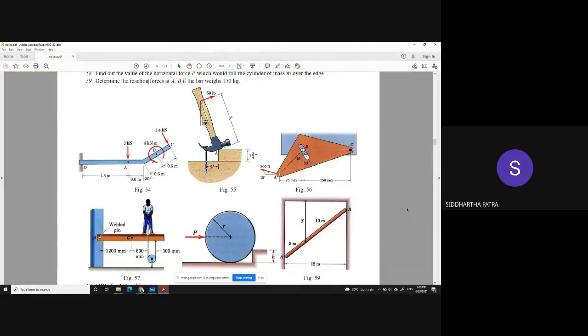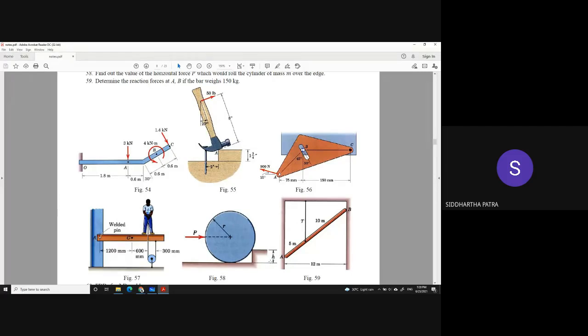Okay, so in the last class we solved up to problem number 57. So let's address problem number 58. Because it's a 2D problem, I don't know whether it's a disk or a cylinder, but whatever the case may be, you are trying to move it over this small step of height h.